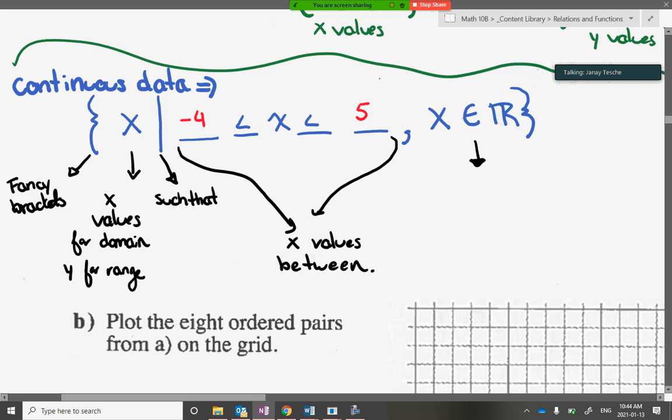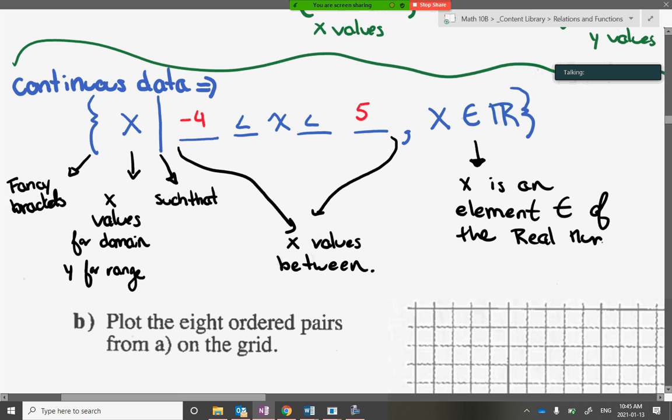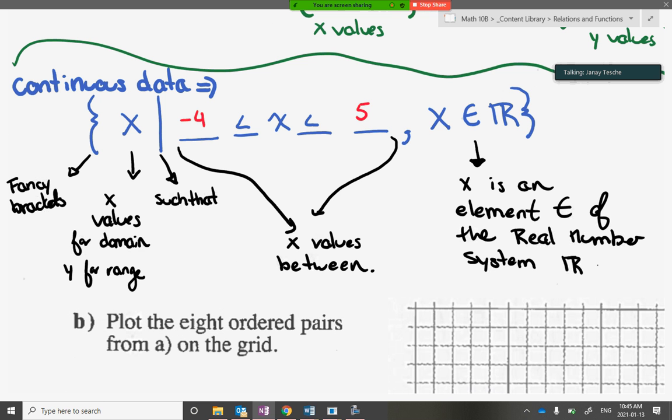So what we'd say this last portion is, x is an element, that's what that E means, of the real number system. So it's like a line and then an R that are connected. If you're only talking about whole numbers, you'd have the whole number W there instead. So it will vary a little bit on that last point, but we'll go through examples.